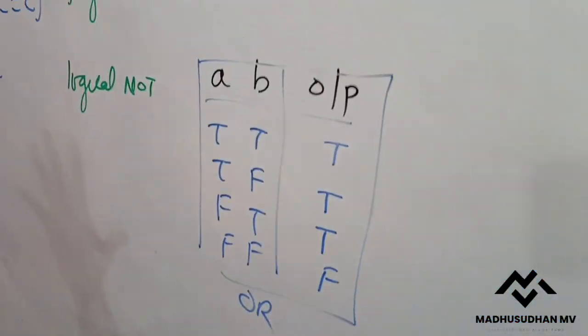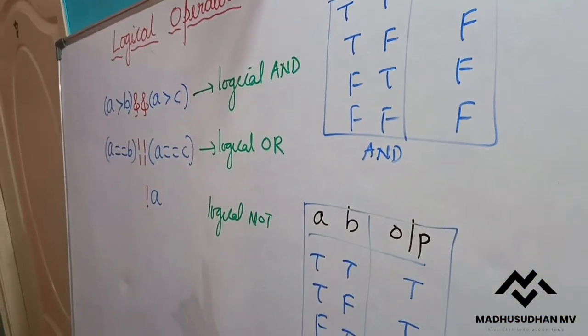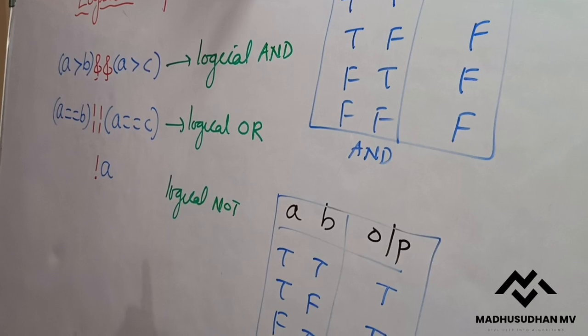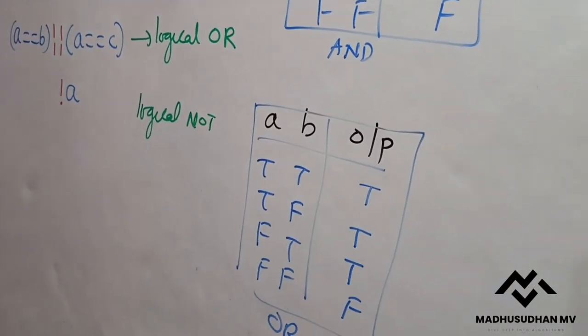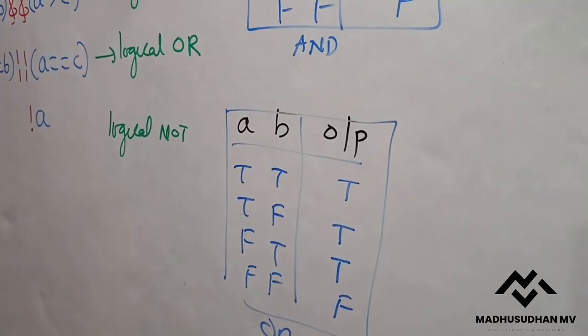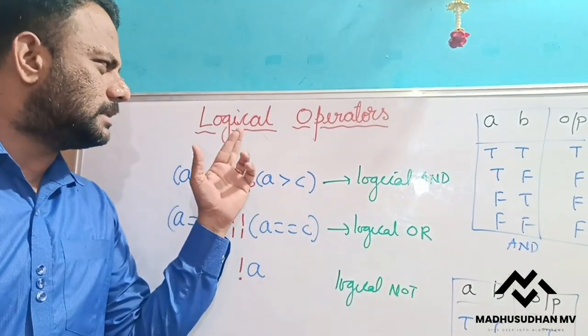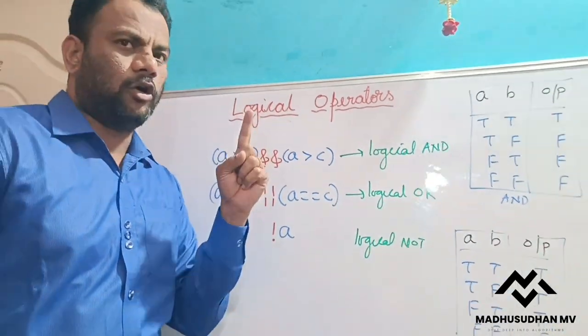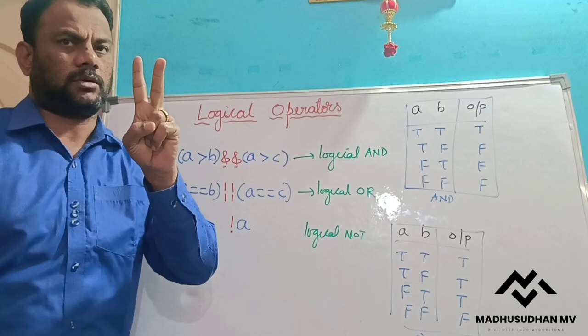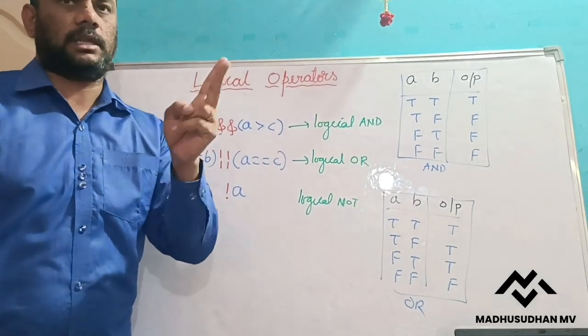Okay, these are the only 3 logical operators: logical AND, logical OR and logical NOT. Hope you people understood. See, the output of a logical operator is always either 1 or 0. Other than that, it never gives any other output.